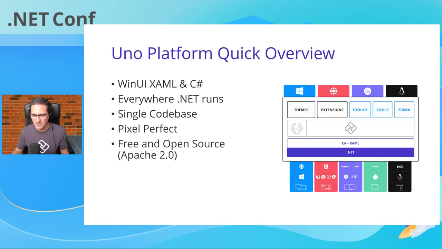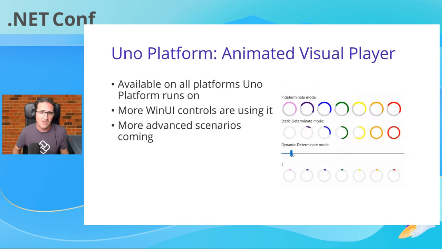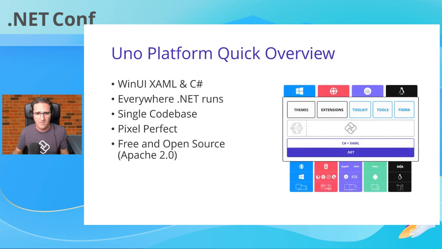It's all about making sure that your application can look the same across platforms, but it can also look different if you want to use native look and feel, you can do that as well. It's free and open source. It's Apache 2, so use it wherever you want. There are no strings attached here. If you want to contact us, let us know on our GitHub discussions on our GitHub repo. So that's what Uno Platform is.